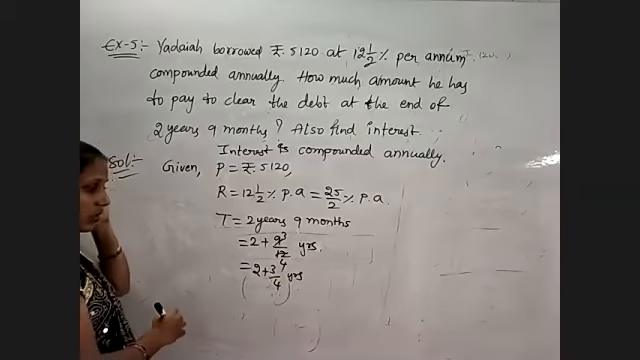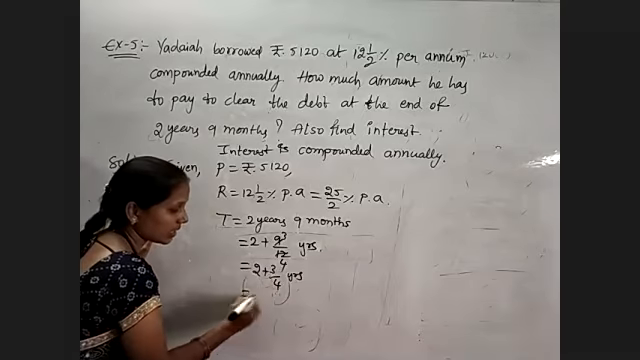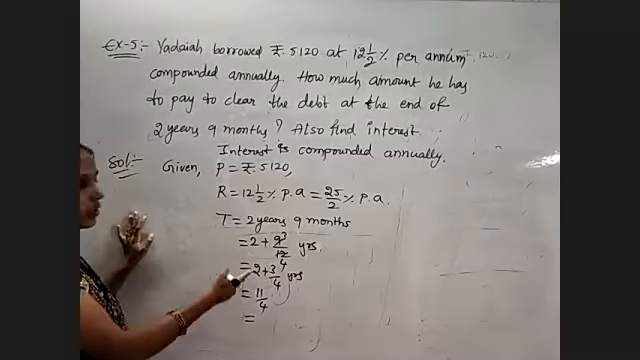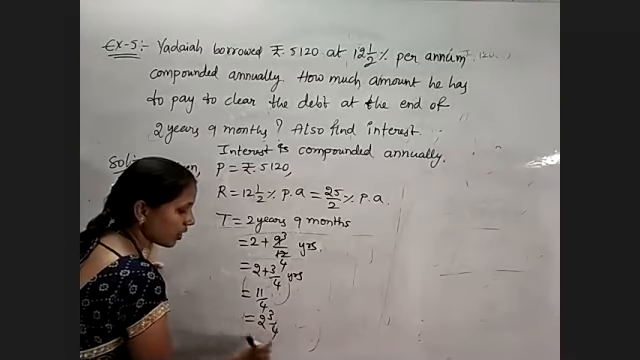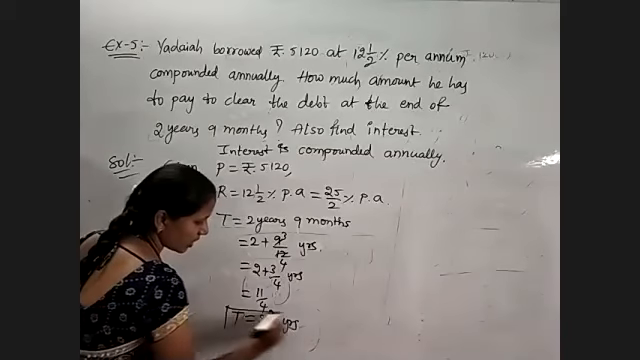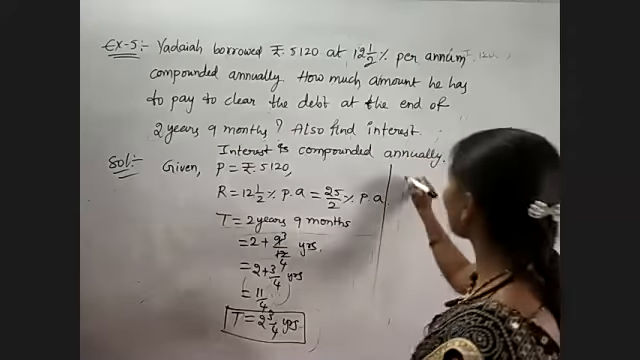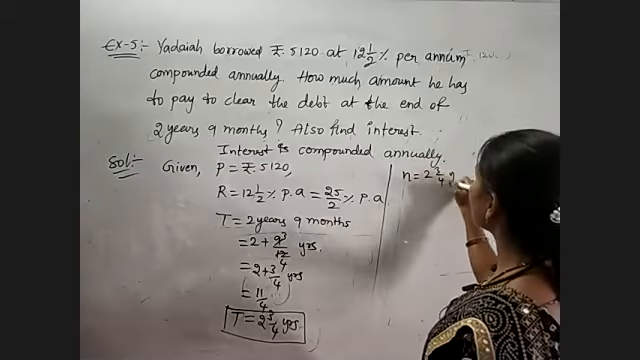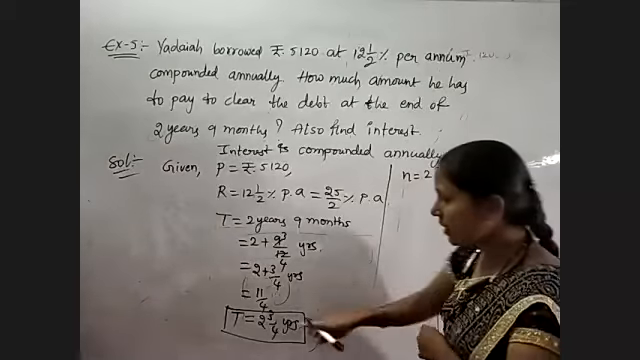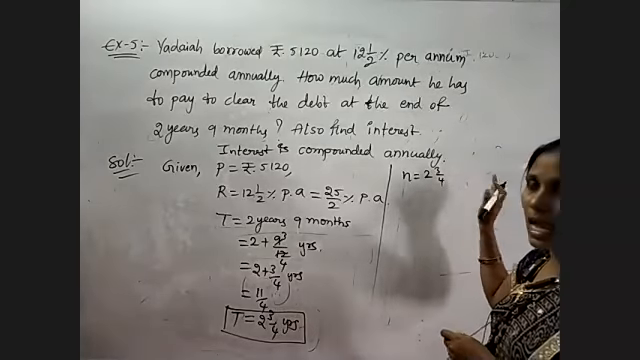Now just go through the calculation. 2 4s are 8, 8 plus 3 is 11/4. 11/4 is improper, so convert into mixed, and again you will get 2 3/4 itself. 4 2s are 8, 8 plus 3 is 11. So T is equal to 2 3/4 years, and because the amount is compounded annually, N will also be equal to 2 3/4 years. If N is like this, fractional form, then we can't solve the problem directly.